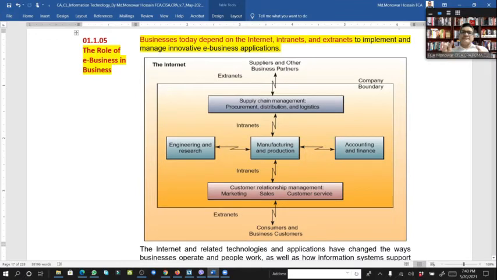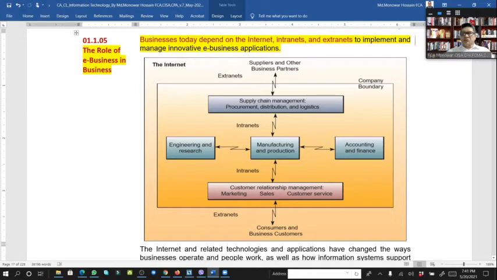This working is the intranet. It is the company's boundary. And look here, supply chain management depends on suppliers and other business partners, because we need material for production. That material comes from our creditors, that means our suppliers. This communication takes place through the extranet, outside the boundary of the organization.